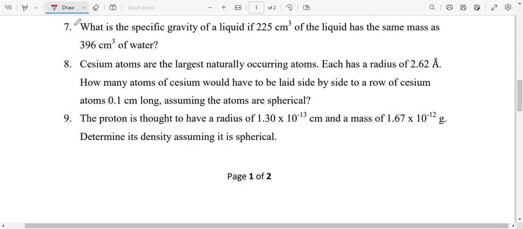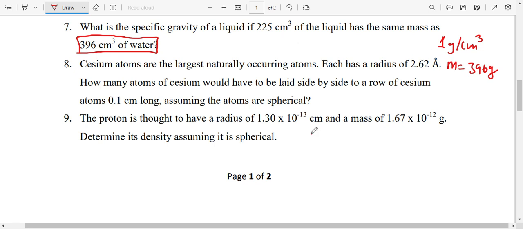Question number 7. What is the specific gravity of a liquid if 225 cubic centimeters of the liquid has the same mass as 396 cubic centimeters of water? Now, we know that this substance has the same mass as the 396 cubic centimeters of water. When you're talking about water, of course, the density of water is 1 gram per cubic centimeter. Meaning that if this liquid has the same mass as this volume of water, what will be the mass of the water? Since water has a density of 1 gram per cubic centimeter, if the volume is 396, the mass of water is going to be 396 grams. So this is the mass of the liquid that has been given.